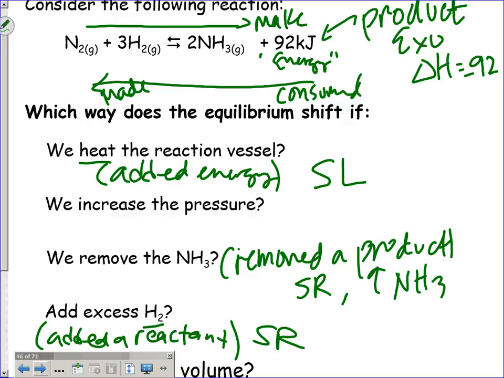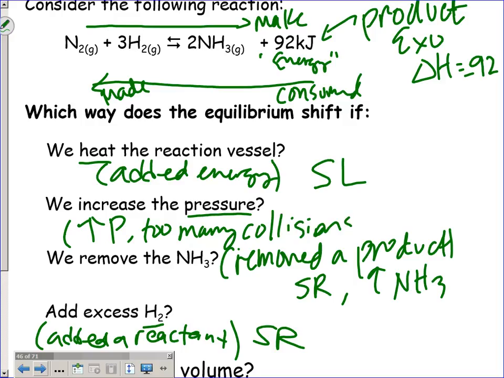Hitting the sides of the walls, right? So pressure is just about collisions with a container wall. So if I've increased pressure, my problem is pressure is increased. So I'm going to say I have too many collisions. Well, those gas particles are what's causing those collisions, right? So how do I decrease the number of collisions?